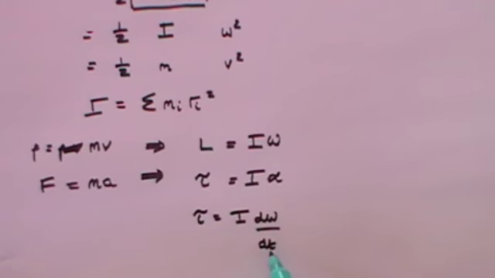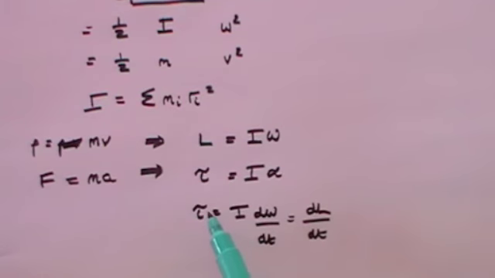But I d omega by dt is simply the rate of change of angular momentum. If you differentiate this term by dt, you get dL by dt is I d omega by dt. And so what we've shown is that the torque, tau, is equal to the rate of change of angular momentum, just as force in linear classical mechanics is the rate of change of ordinary momentum. So there are rotational equivalents for all of Newton's laws.